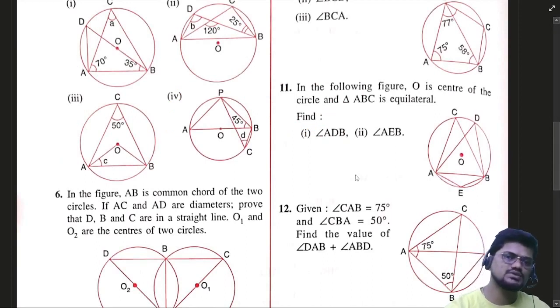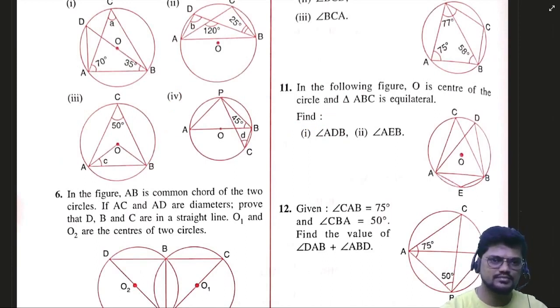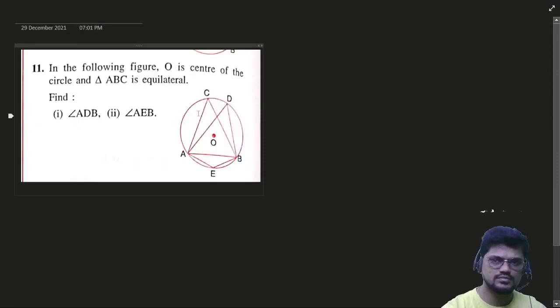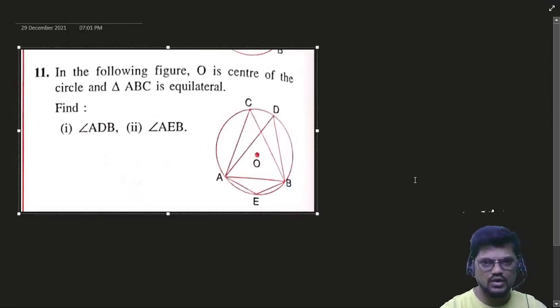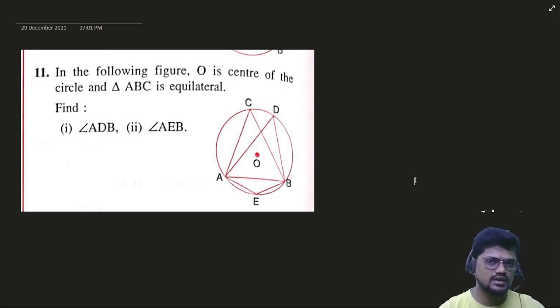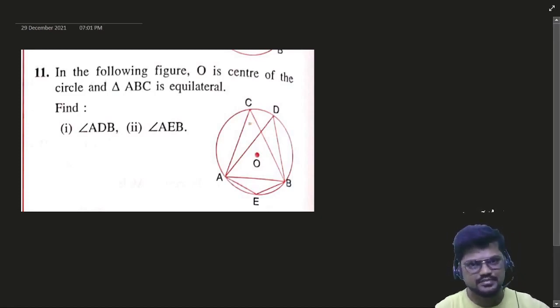Now let's solve question number 11. What they have given: in the following figure, O is the center of the circle and triangle ABC is an equilateral triangle. You have to find angle ADB and AEB. What will be angle ADB? Angle ADB will be 60 degrees. Why? Because if this is 60 degrees, this will also be 60 degrees, angles subtended by the same segment.